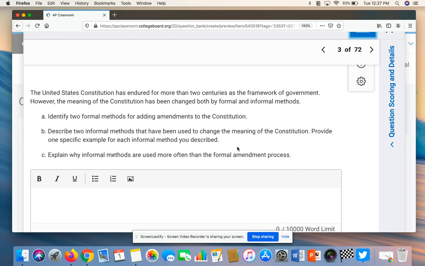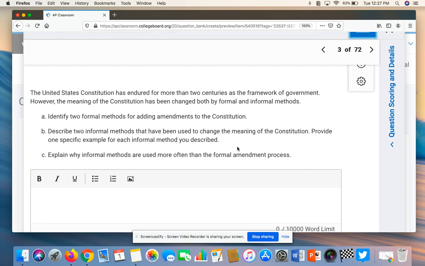Then in part B, it says describe 2 informal methods that have been used to change the meaning of the Constitution. Provide 1 specific example for each method you describe. So here you could talk about how the Supreme Court has interpreted the Constitution over time. That's 1 example of an informal method. You could talk about how customs and traditions have changed over time. That would be another informal method. Okay, so those are examples, and you would just provide a specific example for each of those methods that you described.